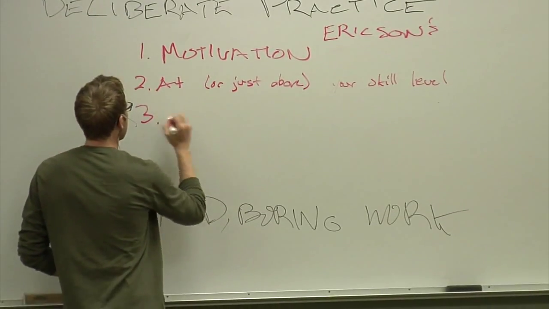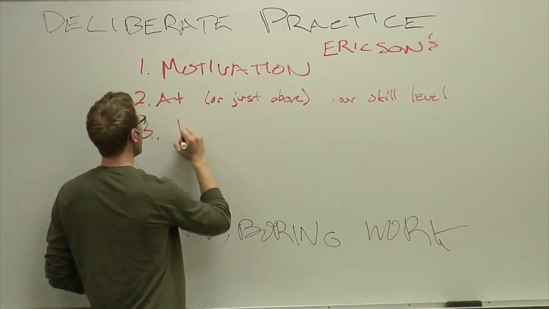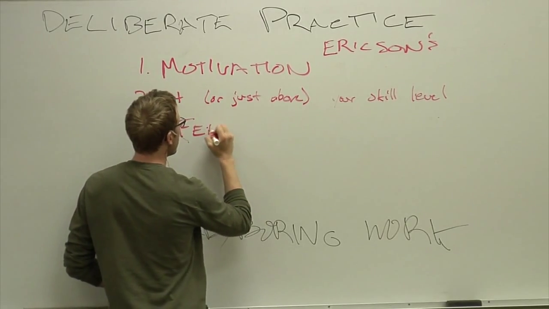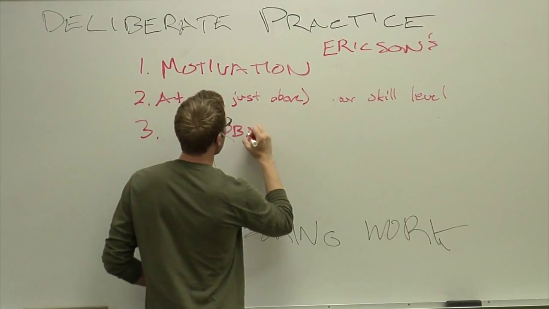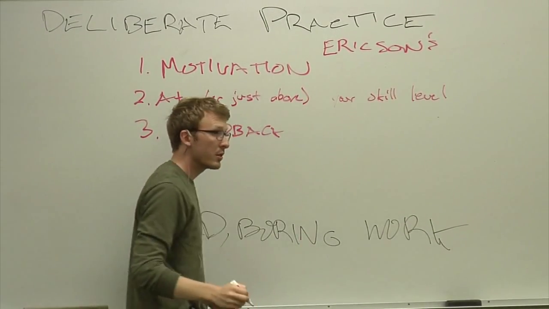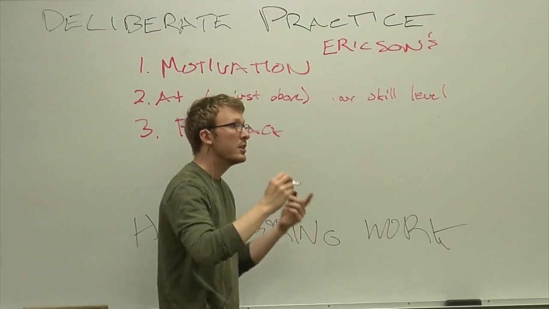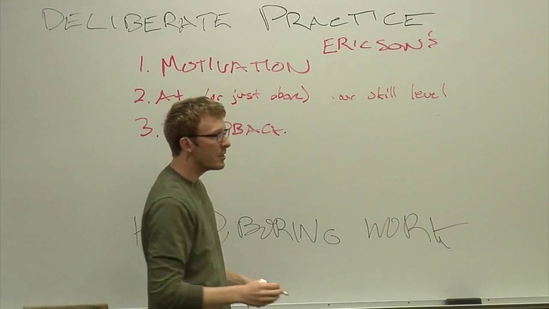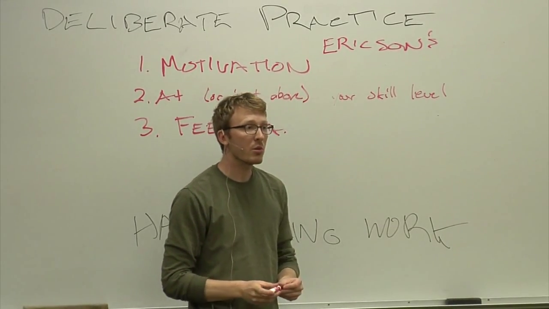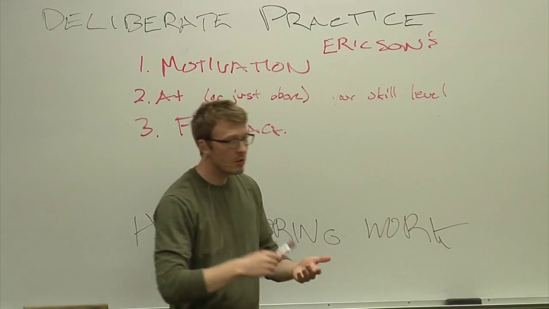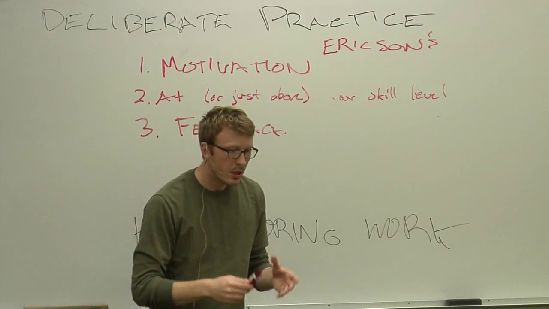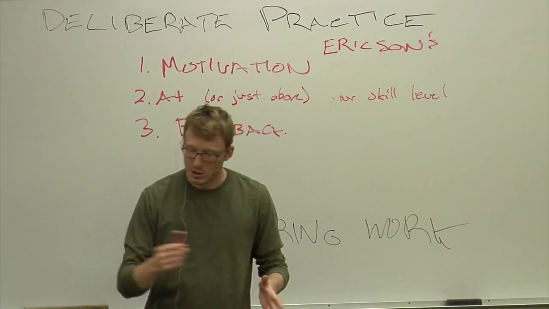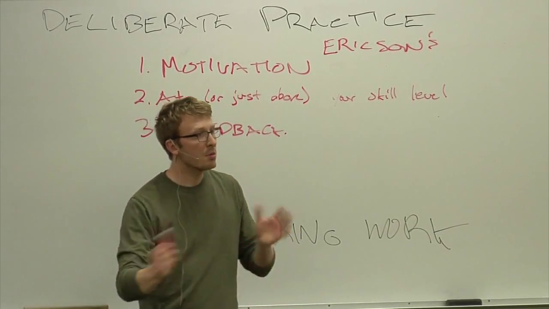And the third one is feedback. You have to get feedback as quickly as you can. They actually say that for practice to be deliberate, you need immediate, informative feedback. And this is one of the reasons why people almost always start with problems, because problems can give you immediate feedback. You do the problem, you check the answer, you get your feedback. Boom, boom, boom, right?